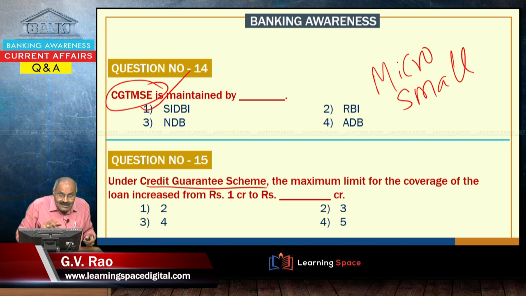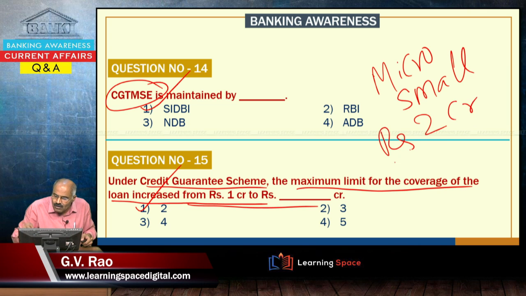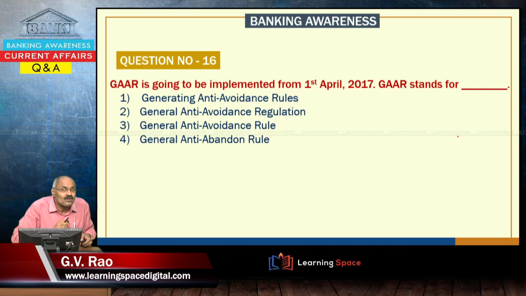Under the credit guarantee scheme, whatever I have explained just now, the maximum limit for the coverage of the loan increased from rupees 1 crore to rupees 2 crore. This is very important. Recently, the Prime Minister announced the maximum collateral security can be given up to rupees 2 crore. Previously, it was 1 crore.